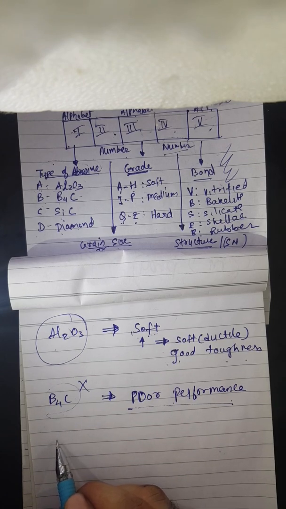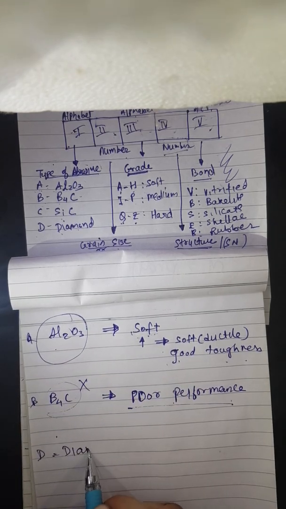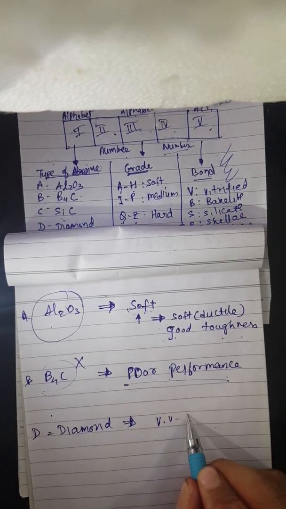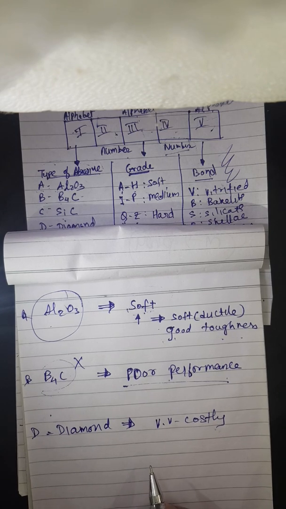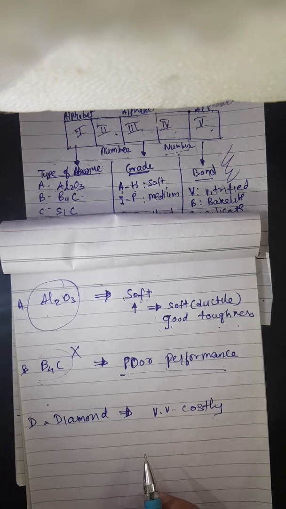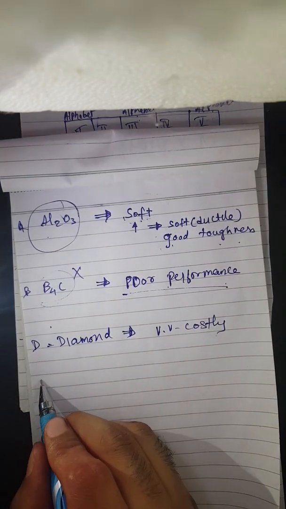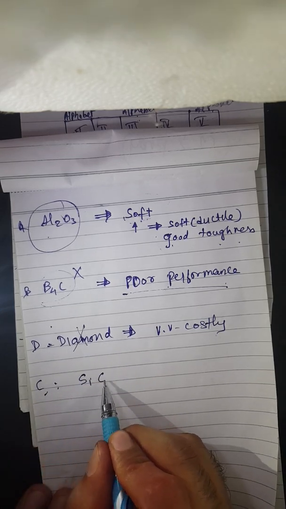Then we come to the next one, I'll go to the D first, that is the diamond. So as we all know, diamond is very costly. So as it is very costly, it is not feasible to use it as an abrasive material for manufacturing of the grinding wheel. So what we are left with is the other option. So we do not use this. So what we are left with is C, which is nothing but silicon carbide.